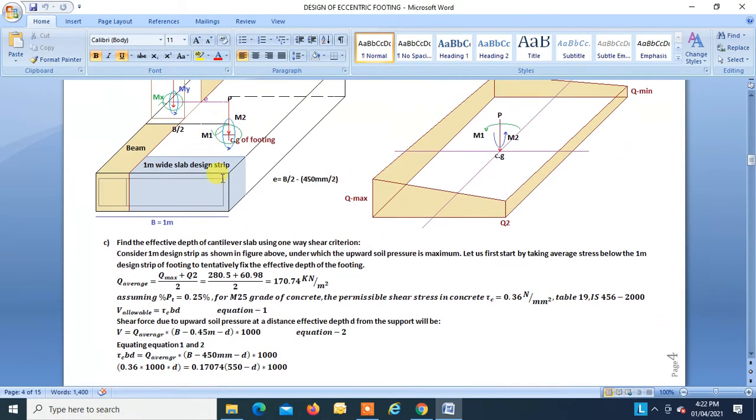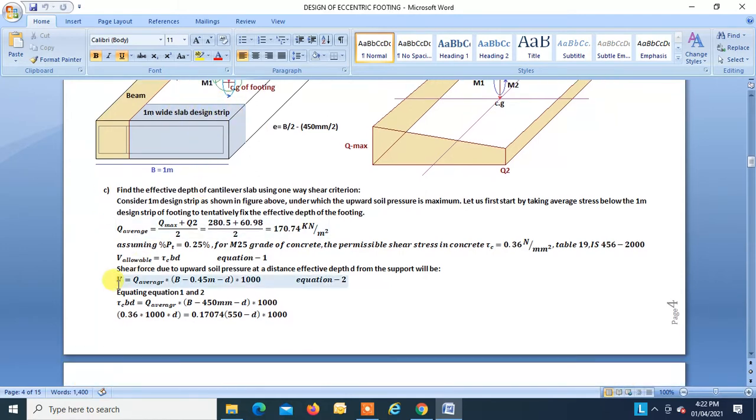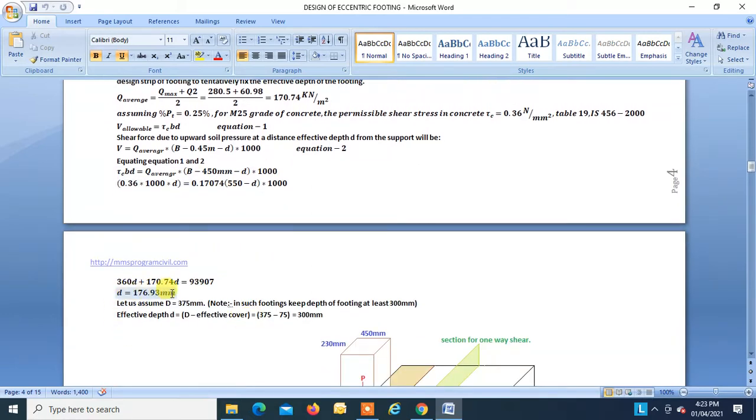Now, as we know, we do not provide shear reinforcement in footings. So it is a must that this shear force V has to be less than or equal to V allowable. It cannot be greater than V allowable, because if it is found to be greater, then you will have to change your d. So assuming that V is equal to V allowable, we can equate equation 1 to equation 2. Equating, tau c b d equals q average into (B minus 450 mm minus d) into 1000. Solving this we get d equal to 176.93 mm.